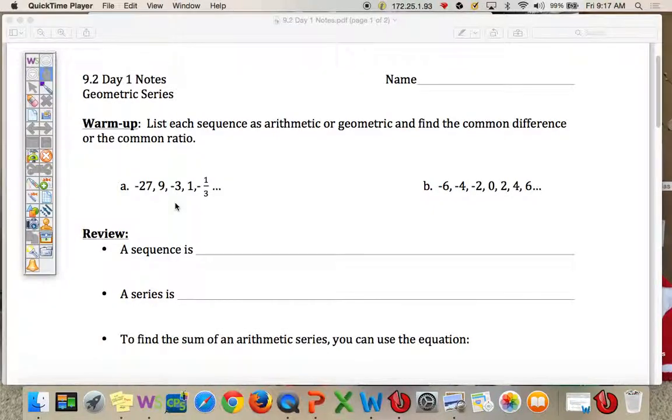Today is day 1 on geometric series. For the warm-up, list each sequence, which is an ordered list of numbers, as arithmetic or geometric and find the common difference or the common ratio.